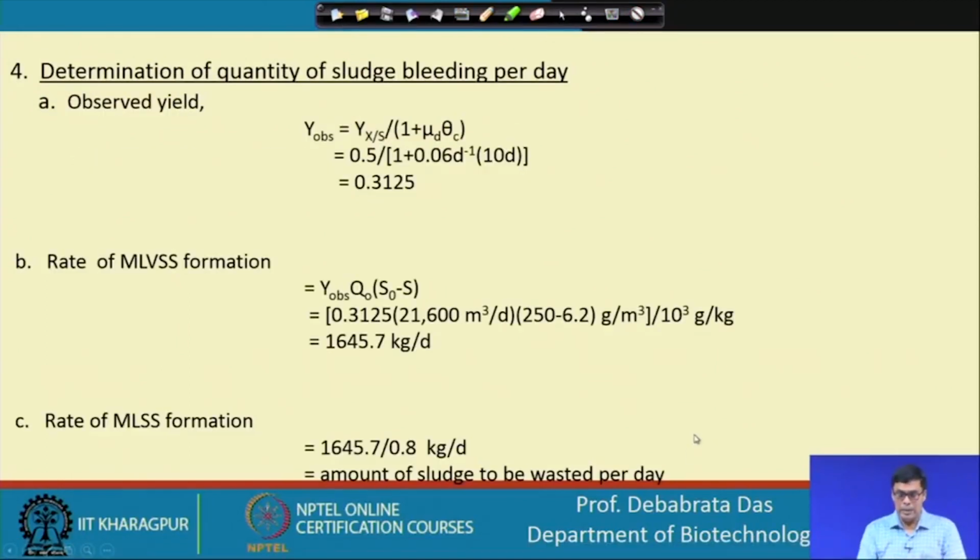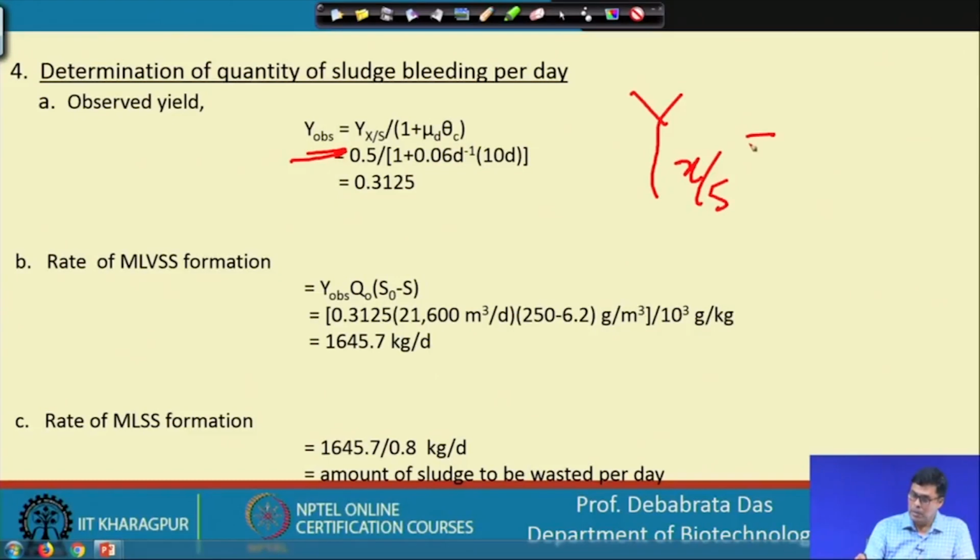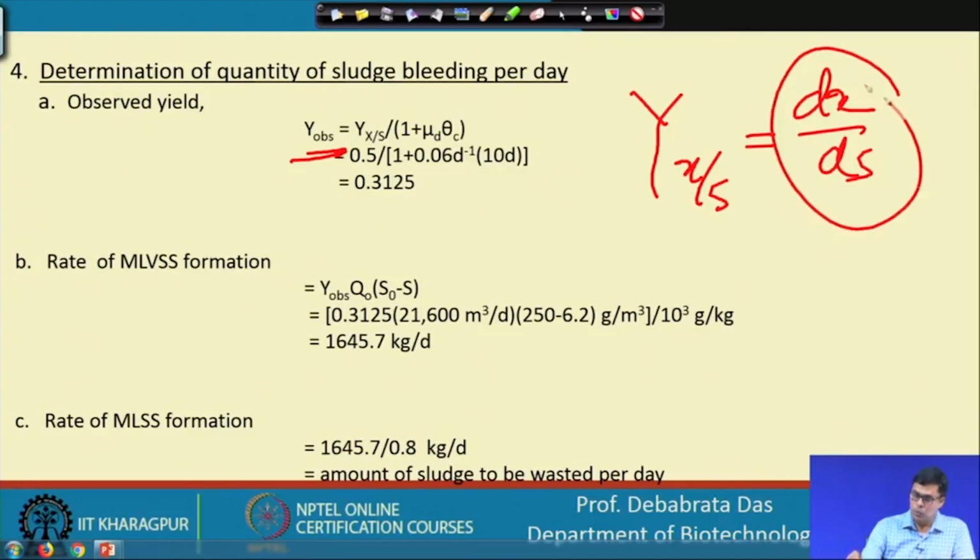Now, in this process the cell mass production takes place. The question comes, how much cell mass is produced? The Y observed, because we have Y equal to dX by dS. But this is overall, not the actual yield coefficient. The yield coefficient is the observed yield coefficient, because here we consider all cell mass, but actually only the viable cells will multiply, the dead cells will not. So, you have to divide by 1 plus mu d into theta c, then it is coming 0.3125.